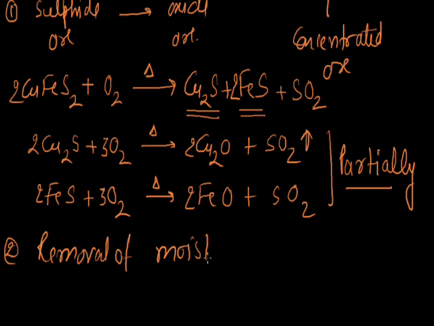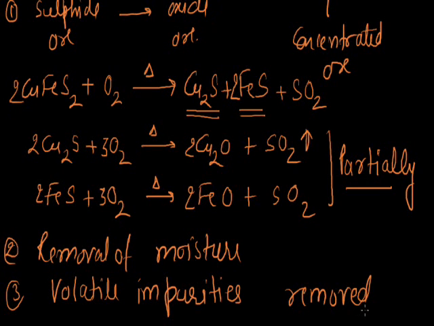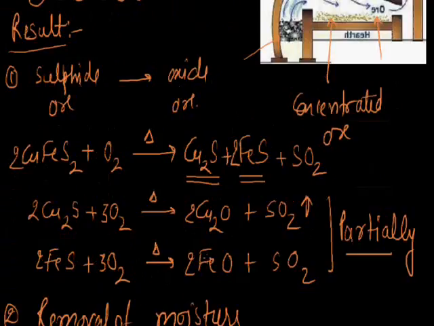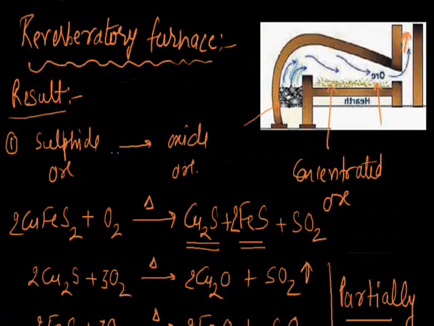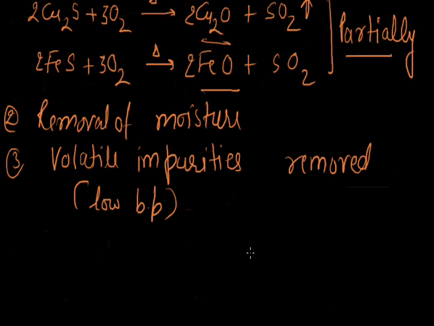In this process moisture will be removed, and third, some volatile impurities will also be removed. Volatile impurities are those substances which have low boiling point, so they will be converted into vapors and will be expelled out from the chimney. So these are the results of roasting. Firstly, sulfide ore is converted into oxide ore. Here we get oxides, copper oxide and cuprous oxide and ferrous oxide, and the removal of moisture and volatile impurities also takes place.